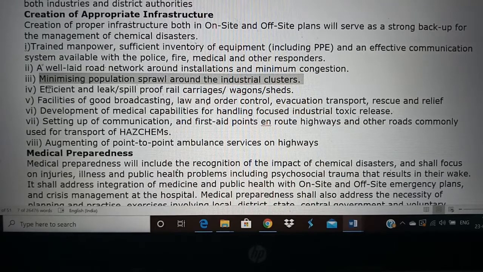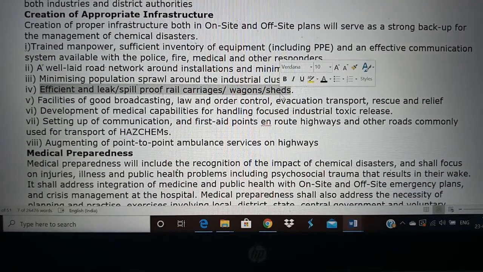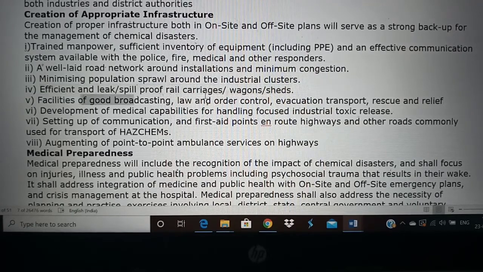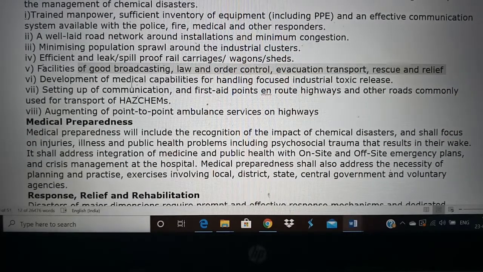Same way, there will be leak proof, that is spill proof, vehicles, trains or lorries which carry these chemicals, they will have methods of preventing the spill and leak of these chemicals. Then there should be good broadcasting, law and order, that is the police, fire rescue, all these people should be around the area. And medical capabilities, that is there should be a good hospital, and the hospital should have good doctors who know what to do in case there is a chemical emergency.